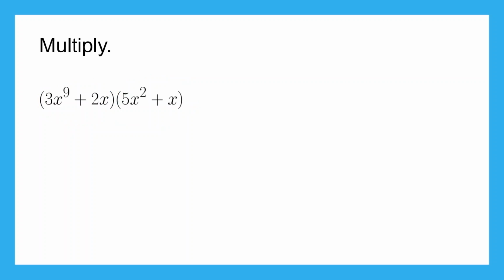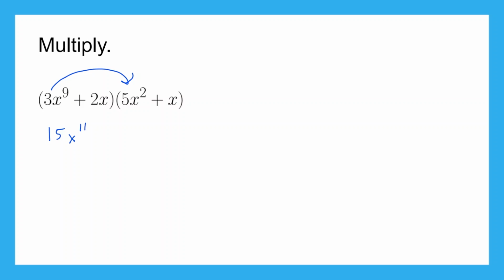So we're going to first start with doing 3x to the ninth times everything in the second set of parentheses. In other words, we're going to distribute that 3x to the ninth to the second set of parentheses. So first of all, 3x to the ninth times 5x squared. Well, 3 times 5 is 15, right? So we say 15. And then x to the ninth times x squared is x to the power of 11. So 15x to the 11th.